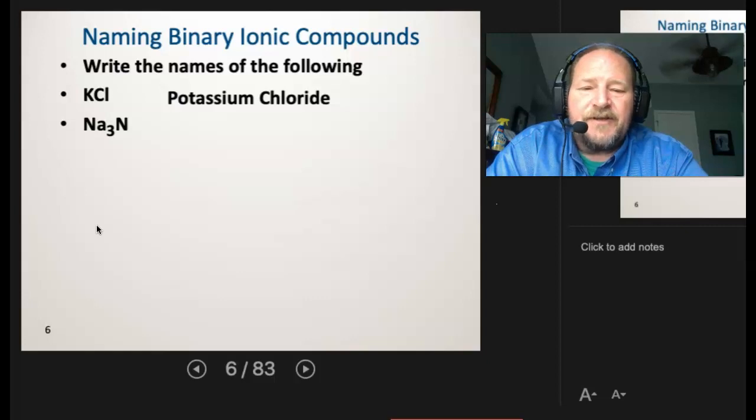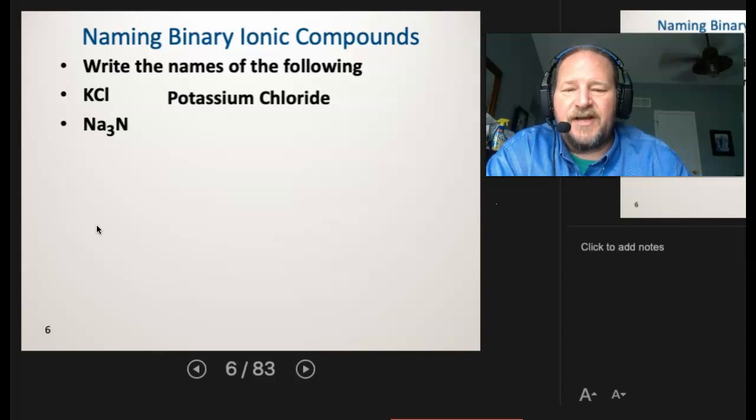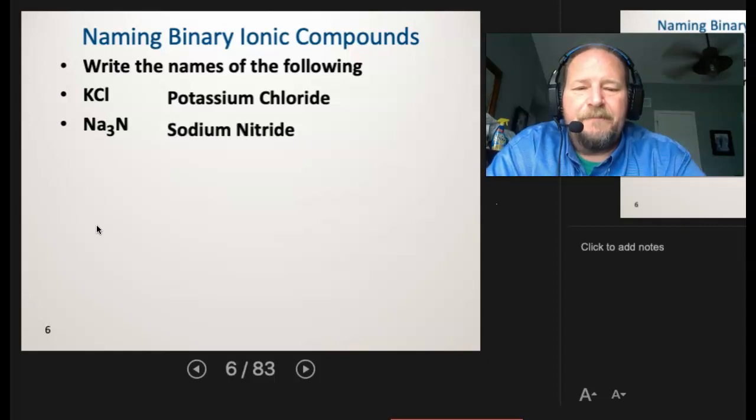So again, we look at the sodium. Sodium's a metal. Is it a transition metal? No, it's not a transition metal. So we're just going to name what we see. And we get sodium nitride.